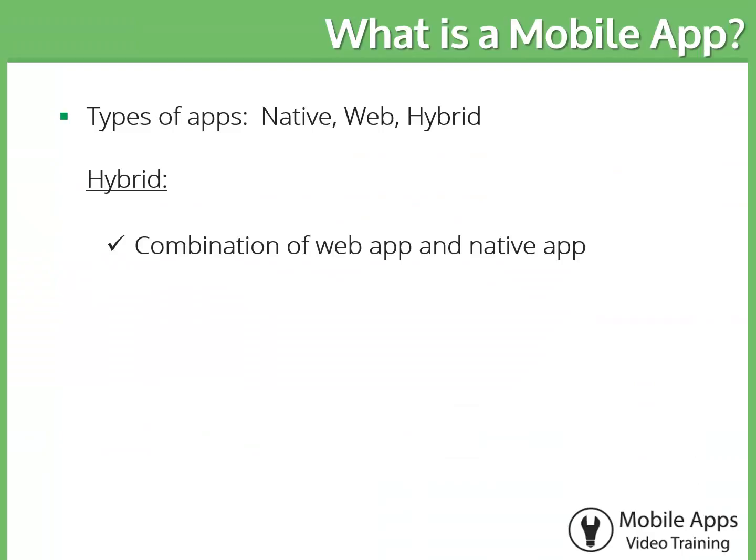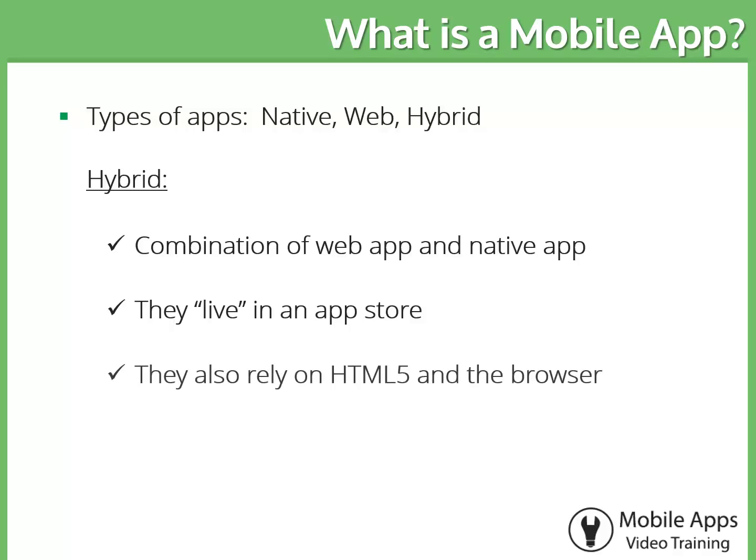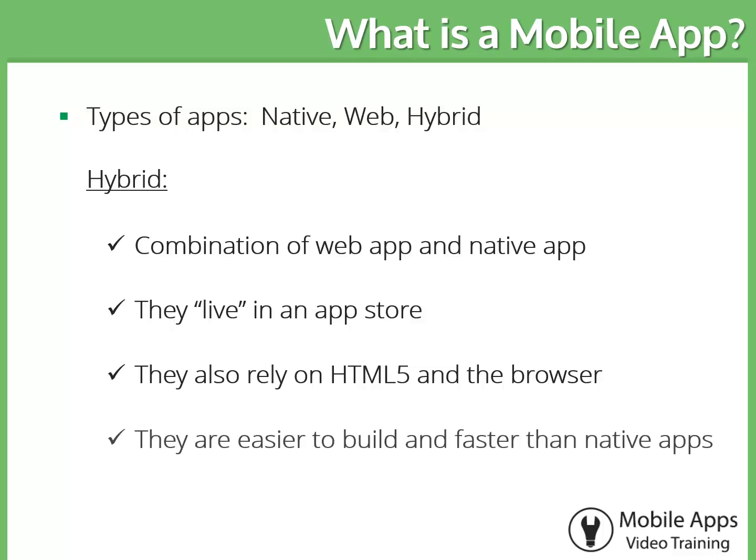Hybrid. A hybrid app is just what its name sounds like, a combination of web app and native app. They live in an app store and can make use of a device's features in much the same way as a native app. However, they also rely on HTML5 and the browser, except that in the case of a hybrid app, the browser is embedded in the app. Hybrid apps, like web apps, are easier to build than native apps, and they have the added benefit of being a bit faster as well.